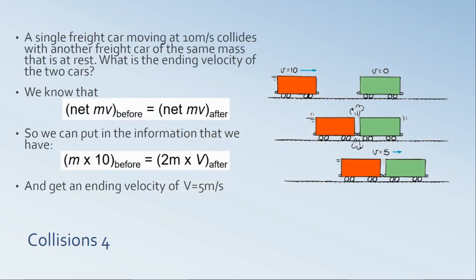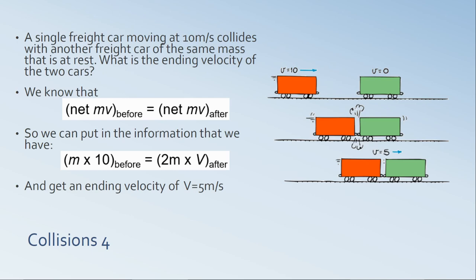One example of an inelastic collision might be if we have two freight cars colliding. So let's say we have a single freight car, the red freight car, and he's moving at 10 meters per second. Now on the track is another freight car, the exact same mass, our green freight car, and it's at rest. And so if these two collide, what is going to be the ending velocity?